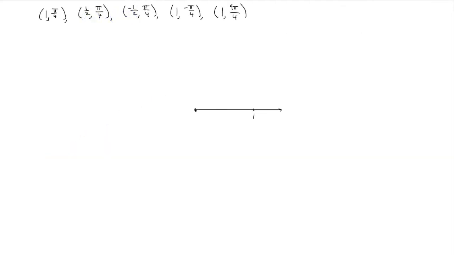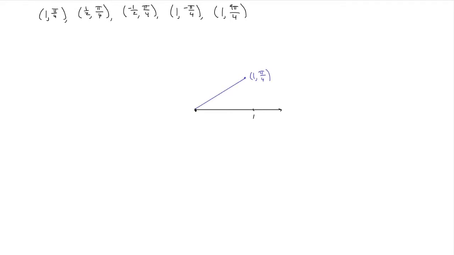Okay, your turn. Draw yourself a pole and a polar axis, mark off a length of 1 unit on the polar axis, and see if you can sketch the location of these points: (1, pi over 4), (1/2, pi over 4), (negative 1/2, pi over 4), (1, negative pi over 4), and (1, 9 pi over 4). So pause the video, sketch these points, and when you're ready, start it back up.